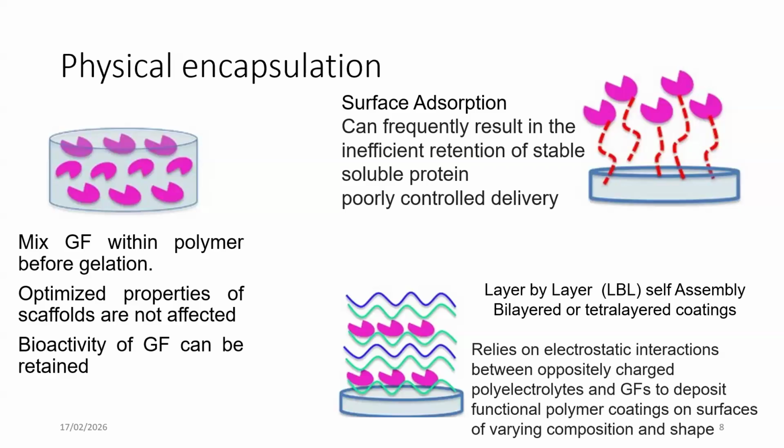Say, for example, you said, I want to release a growth factor immediately when I implant it in the body. Try physical encapsulation. And if you say, no, I want a sustained release throughout a number of months, then you can say, okay, now let's try another technique. So mix the growth factor with the polymer before gelation. If you remember, I told you about freeze gelation in the scaffold techniques. Freeze gelation, freeze drying.